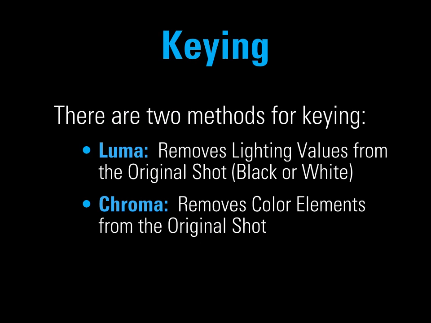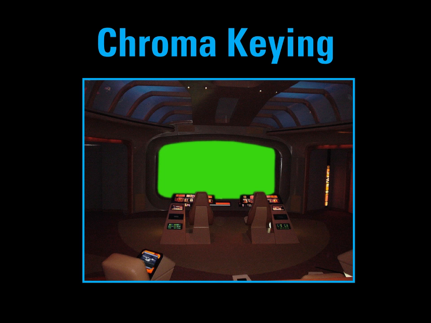We've already mentioned keying, which is either removing one color or removing all but one color, isolating colors in the frame. And there are really two methods for keying, for removing that color. There's luma keying, which is going to be removing lighting values, either the highlights or the shadows from the original shot. And there's chroma keying, which will remove one color from the original shot. Commonly, it will be a vibrant blue or green, like you see green screen, but it is possible to chroma key out any color, particularly with today's technology.